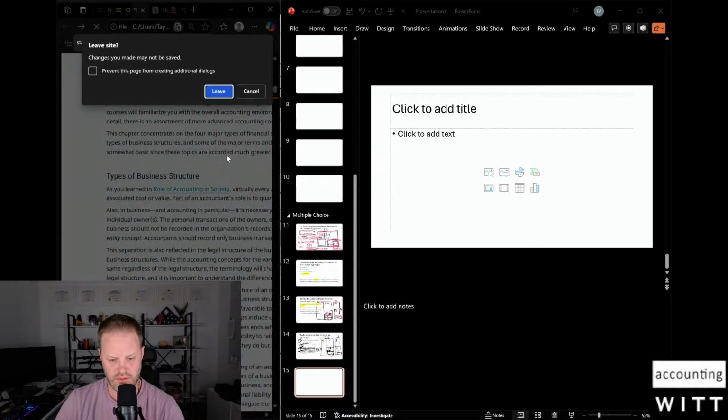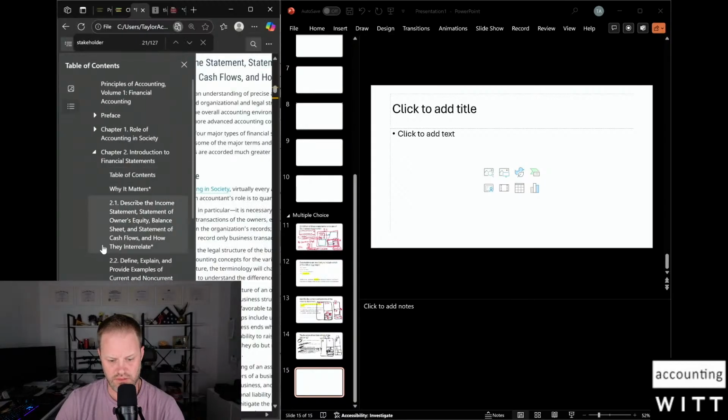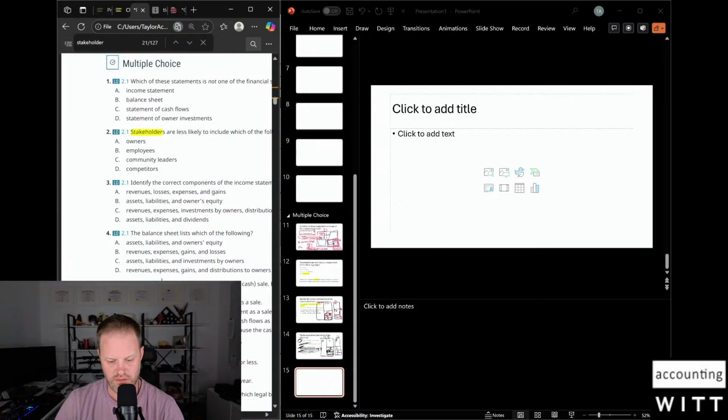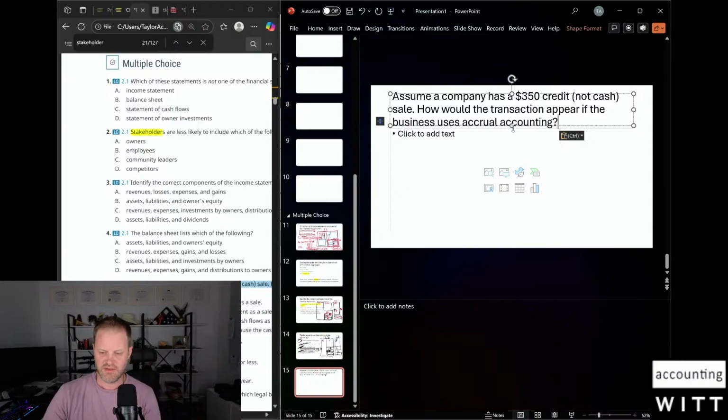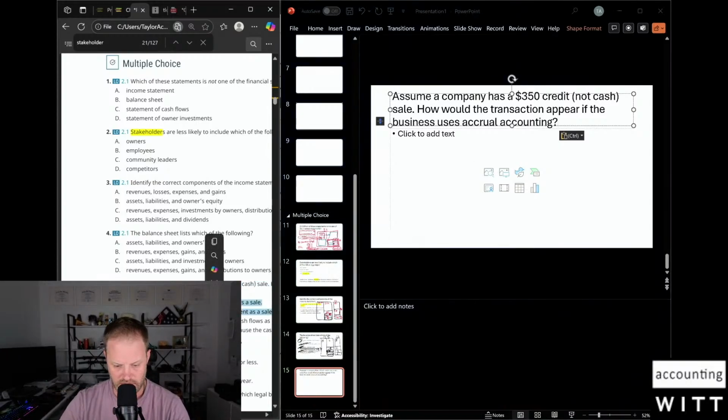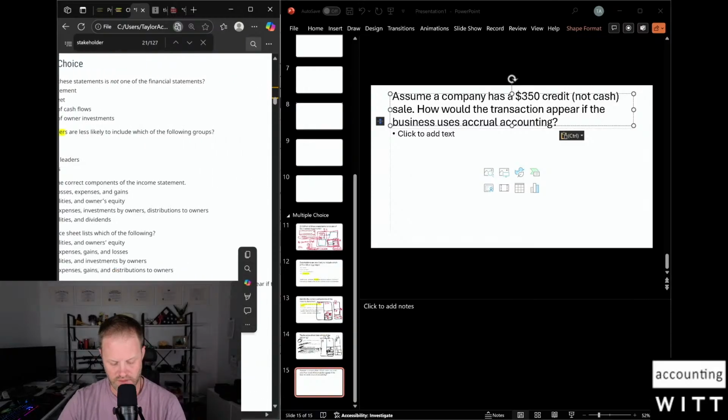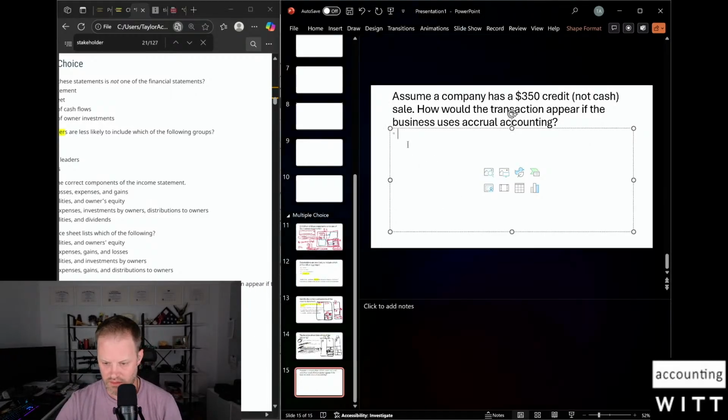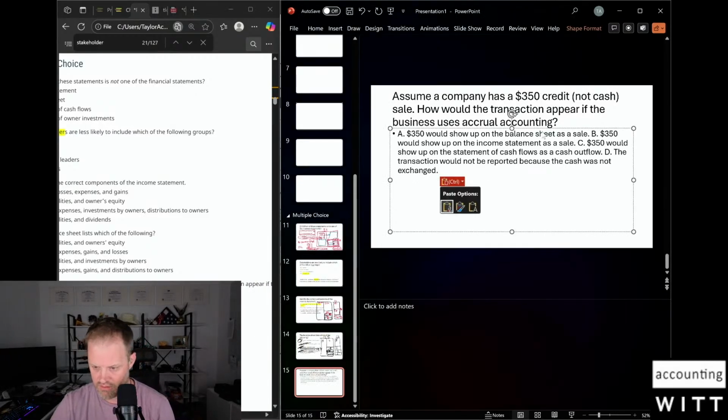Not what I wanted. What are we on, 5? Assume a company has 350 credit, non-cash sale. How would the transaction appear if the business used accrual accounting? Oops, wrong button. Oh, yeah. Okay.